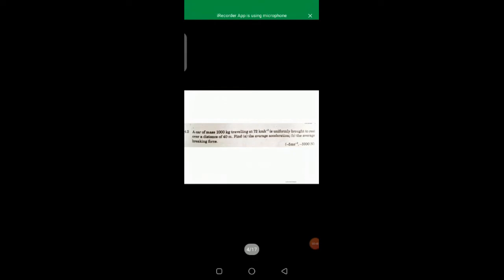Numerical number 2. Over here, a car of mass 1000 kg is traveling at 72 km per hour. Mass m is given, that is 1000 kg, traveling with a speed of 72 km per hour. So Vi, that is initial velocity, is equal to 72 km per hour. We have to convert this initial velocity into meter per second. And after that, the distance s is given, that is 40 meter. Average acceleration we have to find, and the force we have to find.